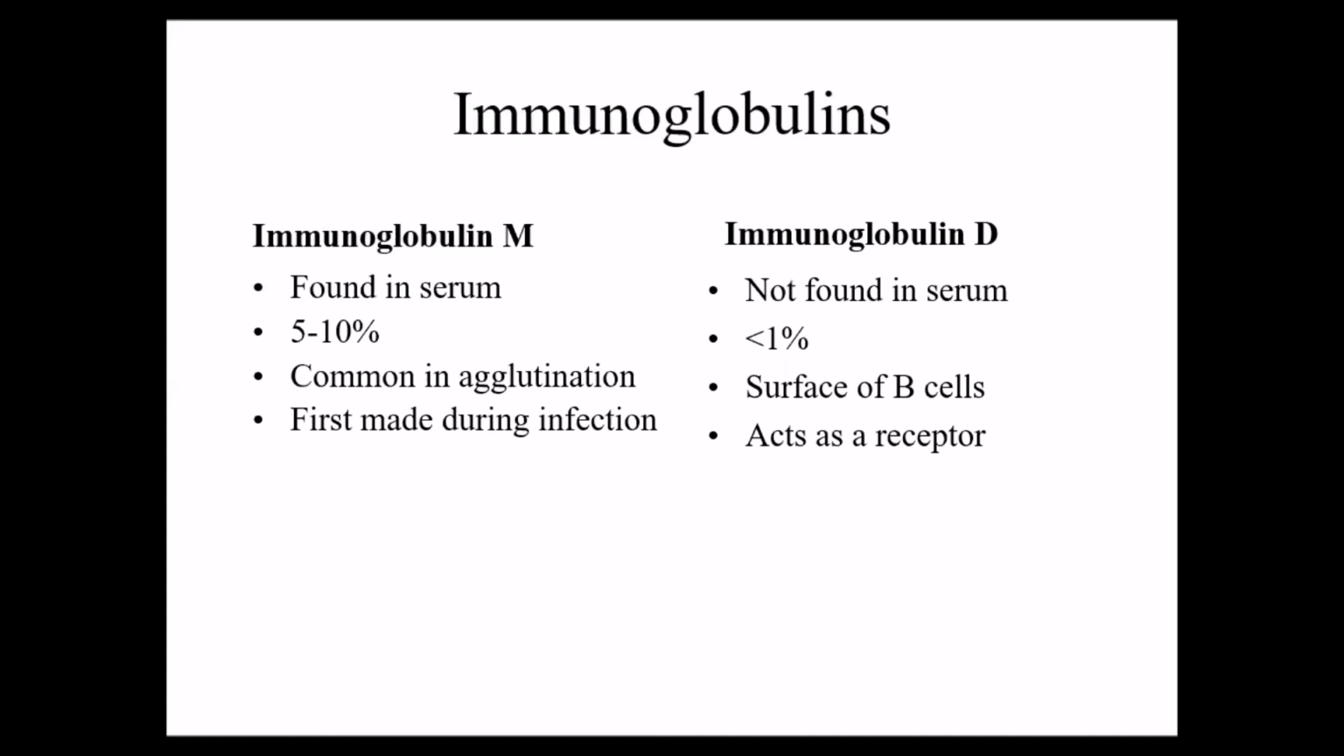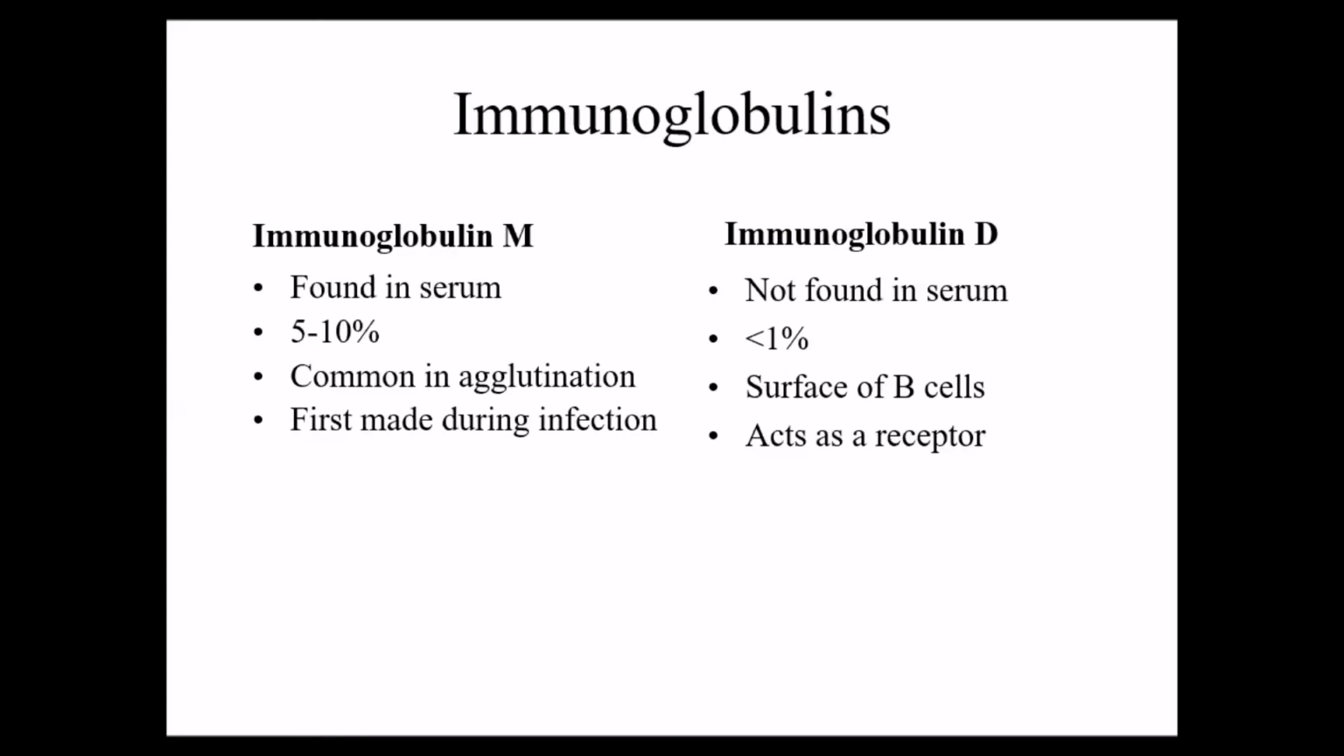IgM is also found in the blood or in the plasma. It is a free-floating type of antibody, just like the other two were. Only about 5 to 10%. This is common in agglutination type reactions. Its mechanism is to clump together different toxins or pathogens or virus particles. You clump all of those together, and then they don't function. So that's how its action works.